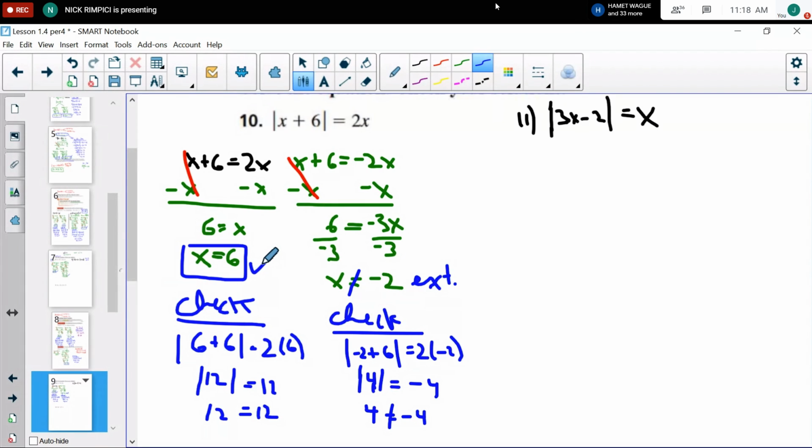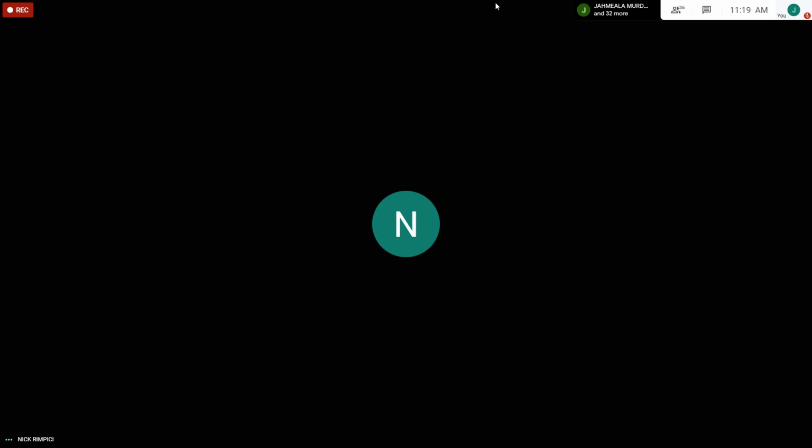And I like that she said she also checked it in Desmos, which was smart because doing it visually is actually a lot easier. So we're going to take the absolute value of x plus 6 and 2x, and we're going to substitute that into Desmos and make sure that we only get 6 as an answer. So let me do that now.